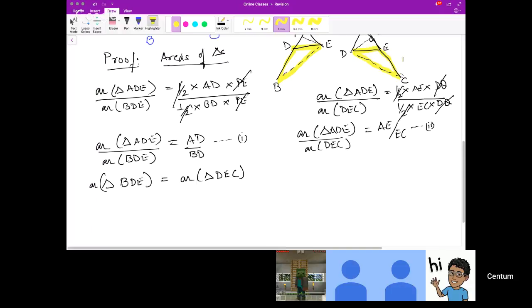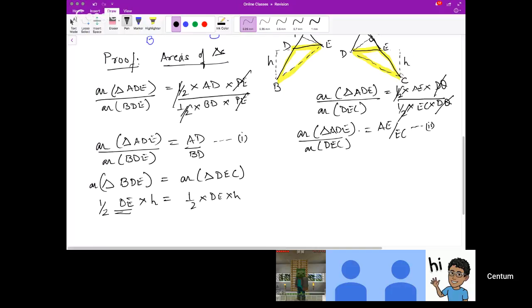Yeah, both the triangles are having the same base. And what is the base? Base is DE. So I'm multiplying half into DE. And since they are between the same parallel, because DE is parallel to BC, the height would also be the same. Let's say this height was H, similarly this height will also be H. So this becomes half into DE into H. So in both the cases, the areas are same.